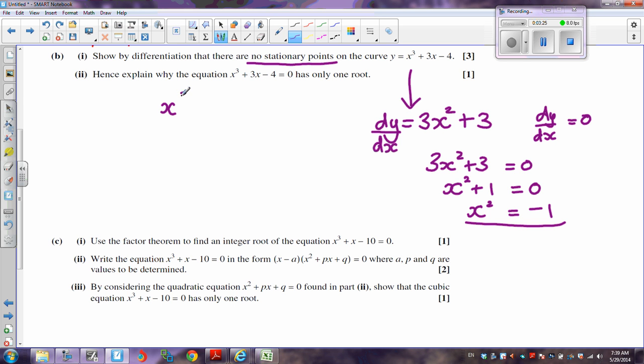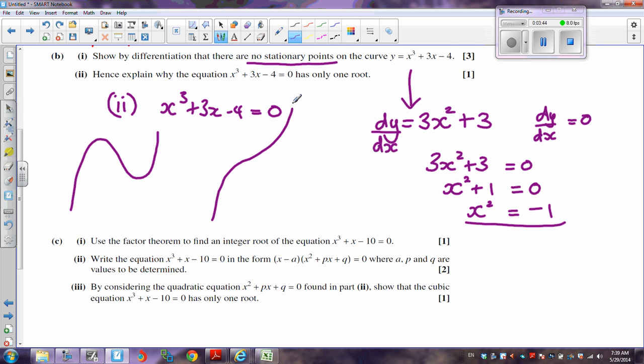This equation, x cubed plus 3x minus 4 is equal to 0, can only possibly have one root, because if we think about the shape of the curve, it cannot possibly be a cubic curve that does that. It must be a cubic curve that actually does something like that, which means there are no places on the curve where the gradient is equal to 0.